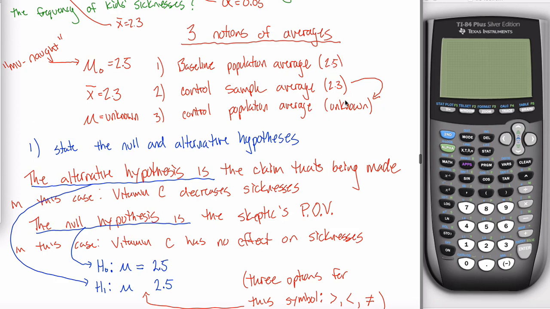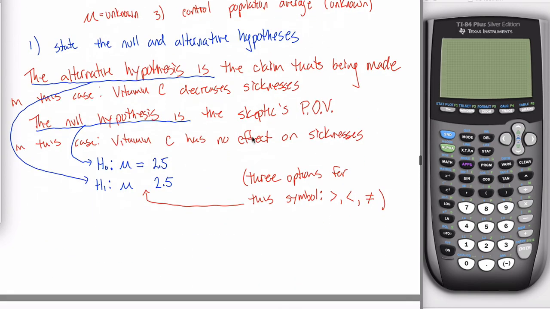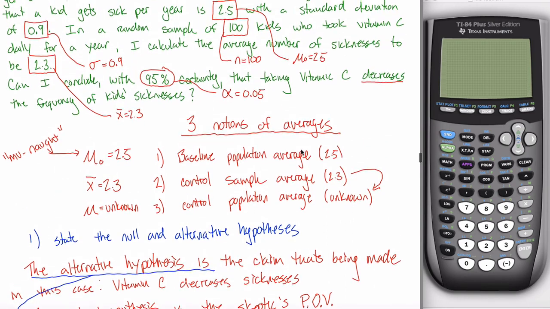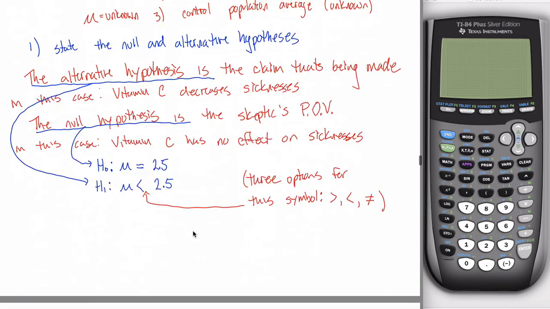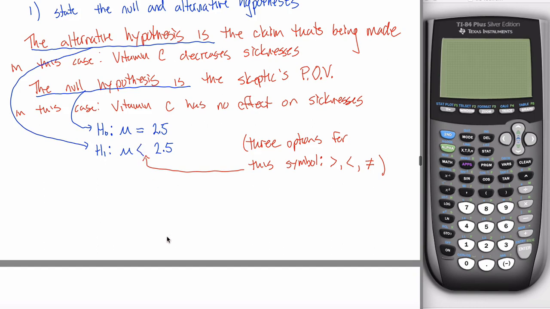Right? I don't know what it is, but if vitamin C decreases sicknesses, then if everyone in the population took vitamin C, I'd expect the population average number of sicknesses to be less than 2.5. Right? In this case, the symbol that I'm going to put in here is a less than sign. If you were reading this problem and this were like the midterm or something, the way you could figure that out is when you're reading the problem, this word decreases. I claim that vitamin C decreases the frequency of kids' sicknesses. That's the clue that you put a less than sign right here.